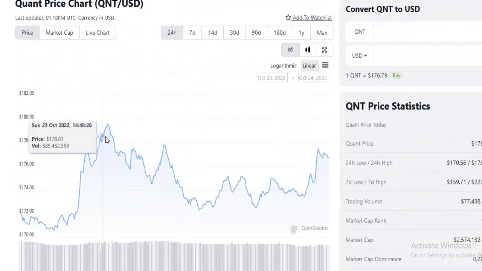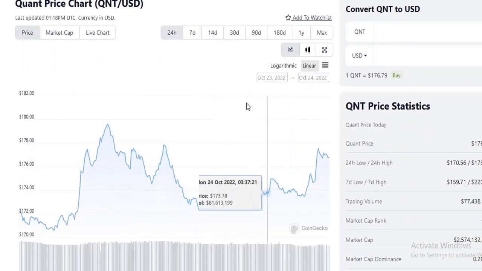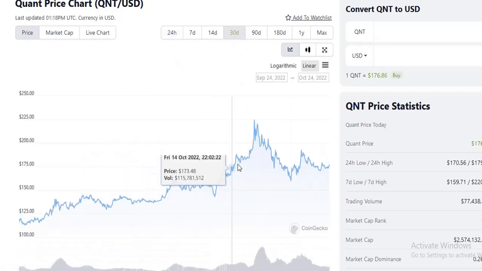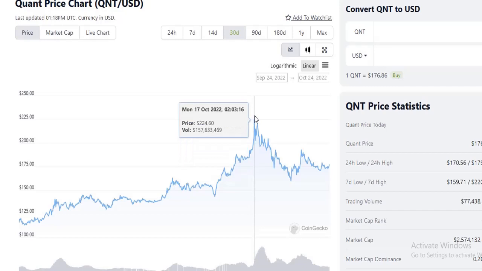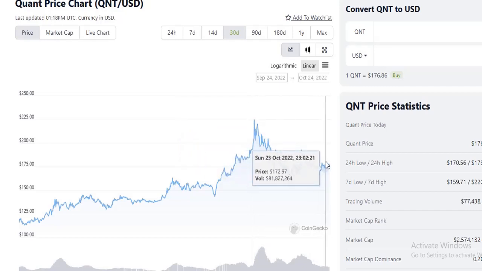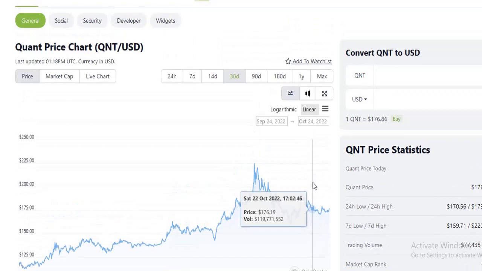As you can see, in the past 24 hours we've seen a fluctuation of price. But if you look at the last 30 days, Quant has really gone on a huge run, and we are just retesting. I'll show you why accumulation is going on for the price of Quant. Now, let's go to some of the slides I have today.